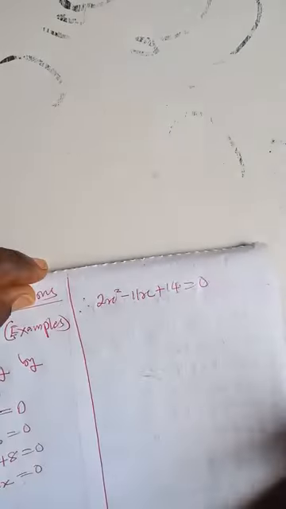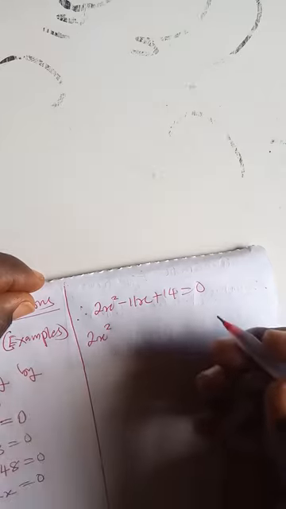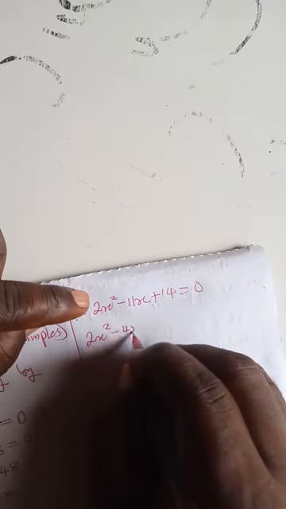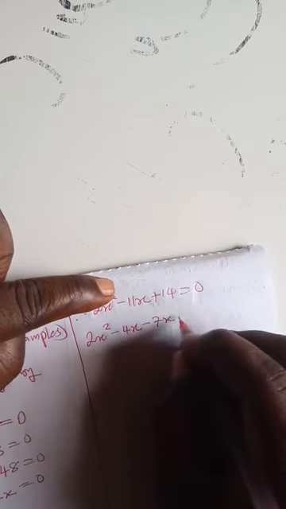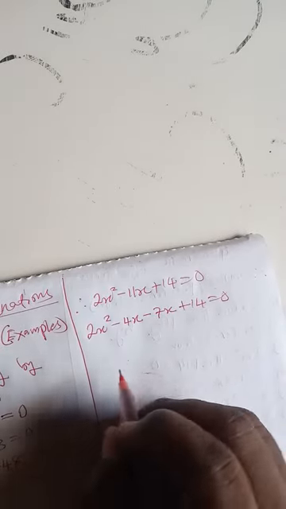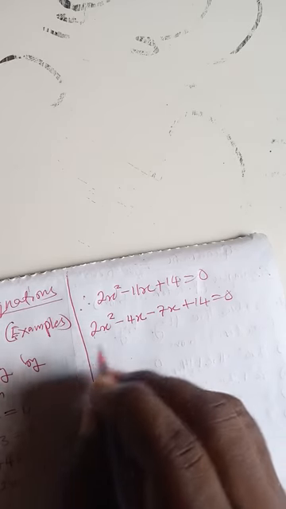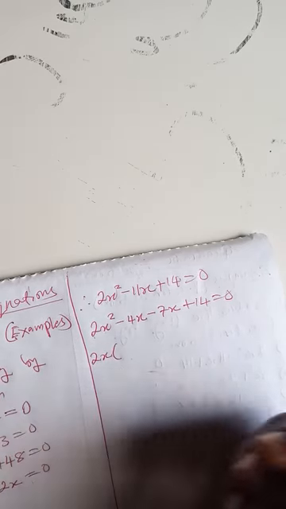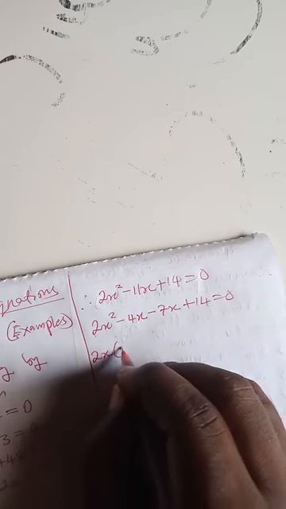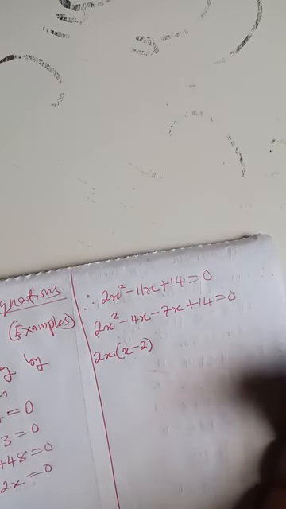We have 2x squared minus 11x plus 14 is equal to 0, right? This is what we have. Now I can replace this minus 11x by the new numbers I got: minus 4x minus 7x. Then my plus 14 is here. Any trouble with this? No. And so it means that I can do some factorization here. 2 can go and x can go, so I can take out 2x, the HCF of the two terms. So I'm going to have x minus 2 here. See? This is factorization. You learned this from JSS 3, okay?